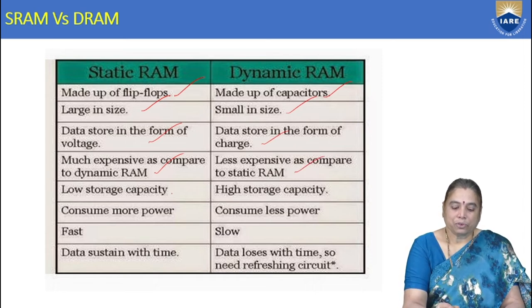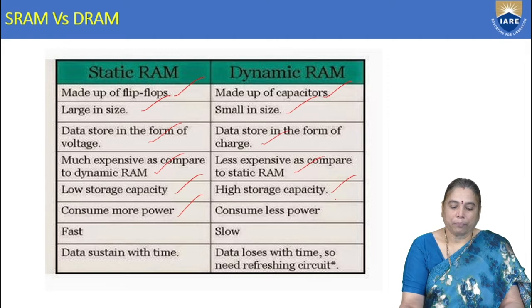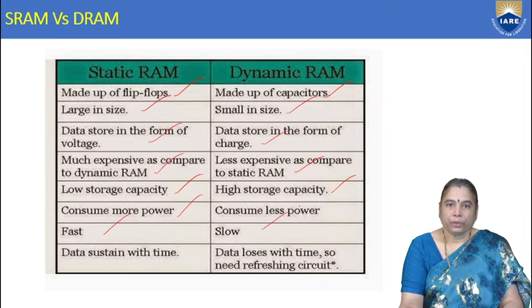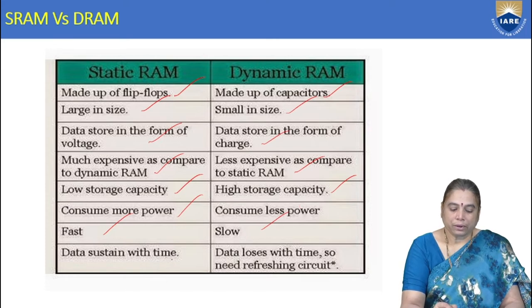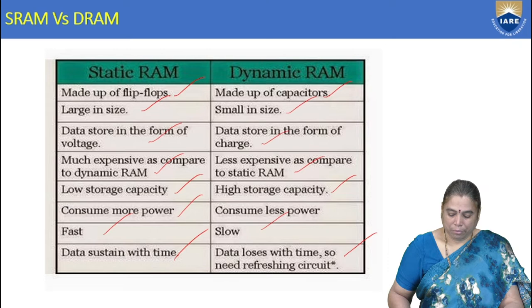Static RAM has low storage capacity, but dynamic RAM has high storage capacity. The static RAM consumes more power when compared to the dynamic RAM. Static RAM is fast and dynamic RAM is slow. The data is sustained with time in static RAM, but data is lost with time in dynamic RAM. So it needs a refreshing circuit. Why? Because the capacitors need refreshing. So these are the differences between SRAM and DRAM.